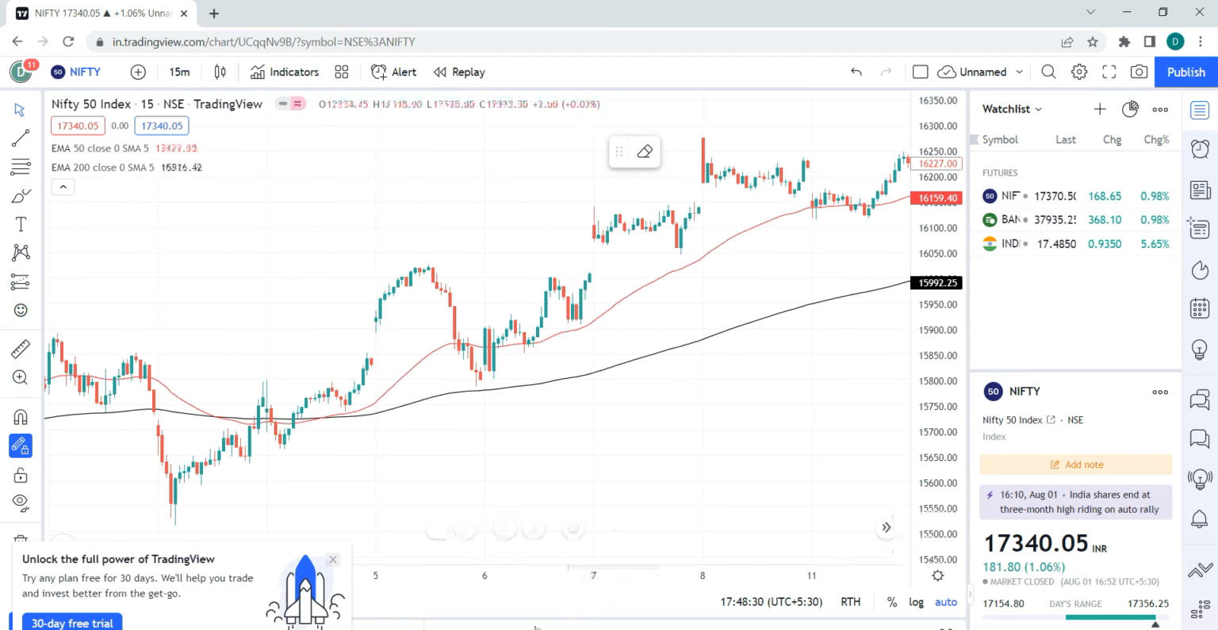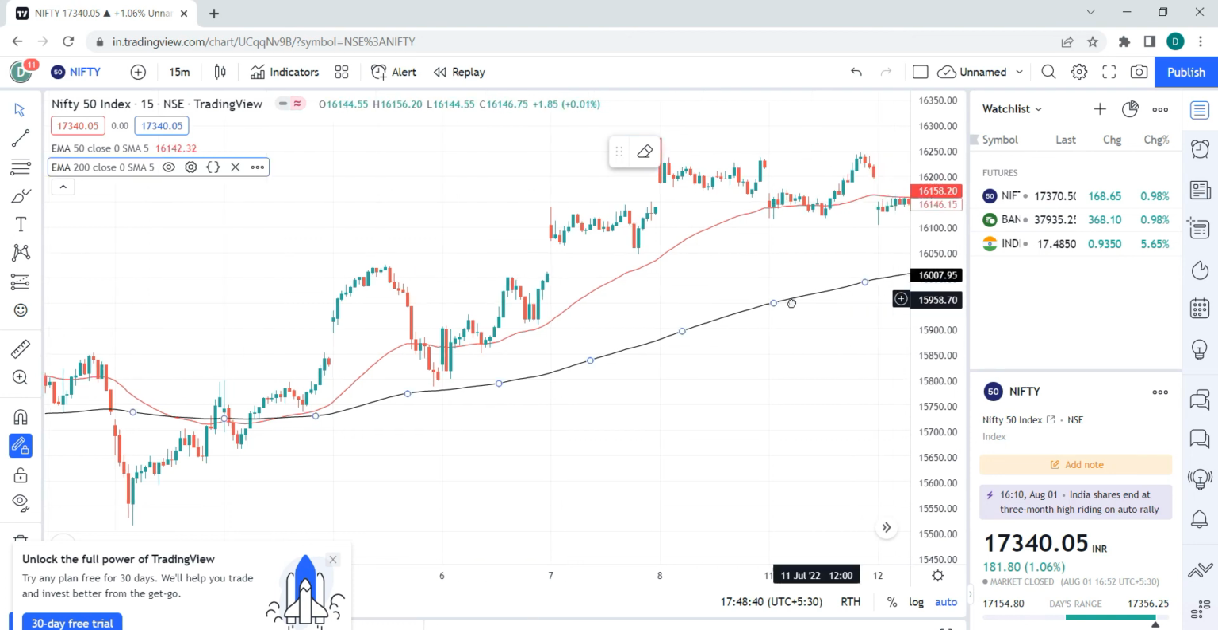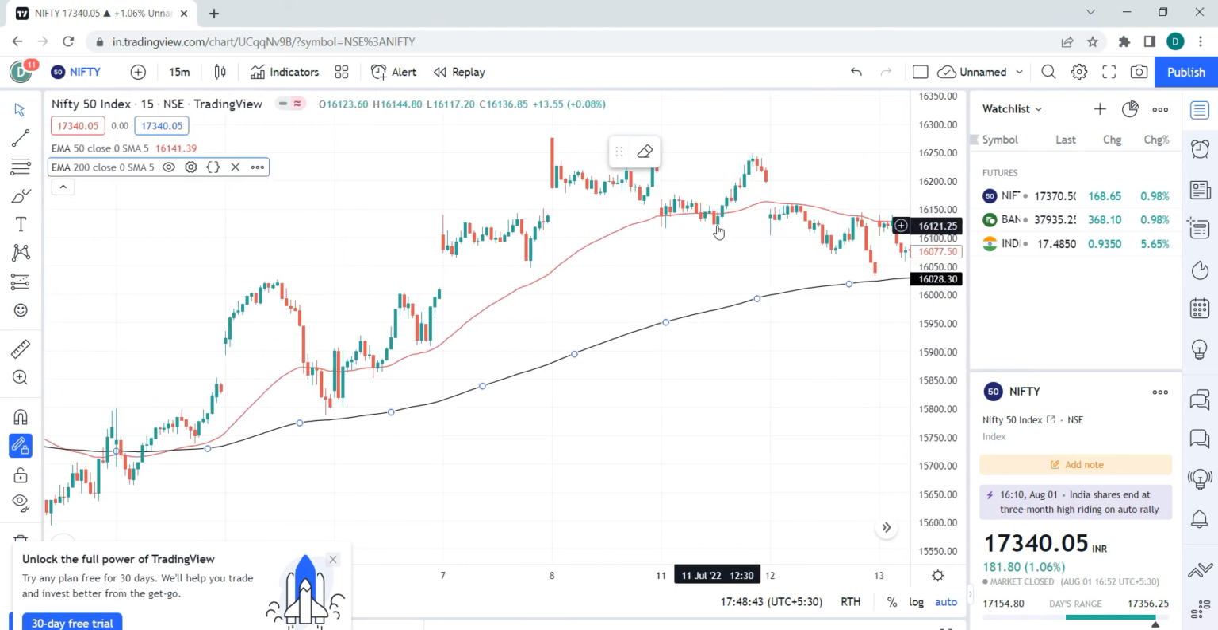Let's see in this day. If you see on this day, once the price took over the 50-day moving average, you can come here. See, once the price took over with a strong green candle and crossed over the 50-day moving average, in an intraday you can find it has given a good buy signal.